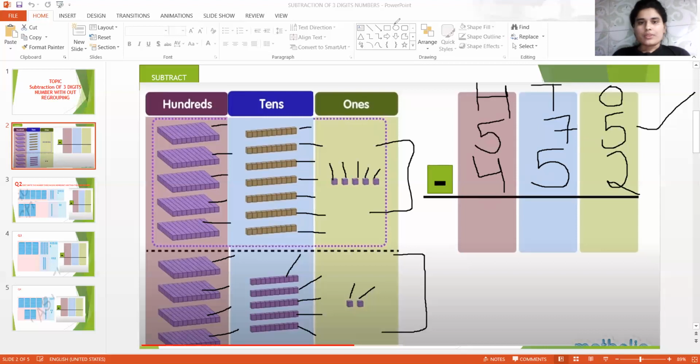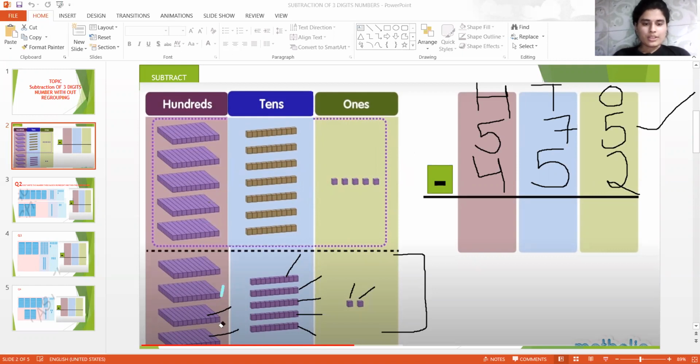Okay, so let's start. First, let me erase this. Let me erase this also, so it will be more clear to you. First we subtract ones, then we subtract tens, and then hundreds. First we subtract the ones. How can we subtract them?